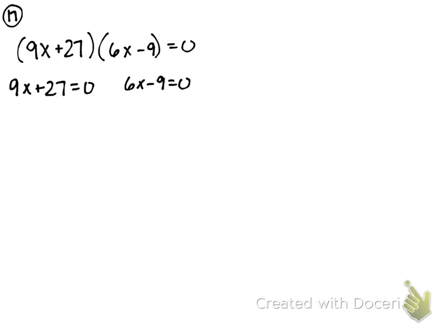So what am I going to do in the first problem, Andrew? First problem. Subtract 27. So now I have 9x equals negative 27. Some of you did not make that 27 negative, and then it's wrong. Connor, what do I do next?